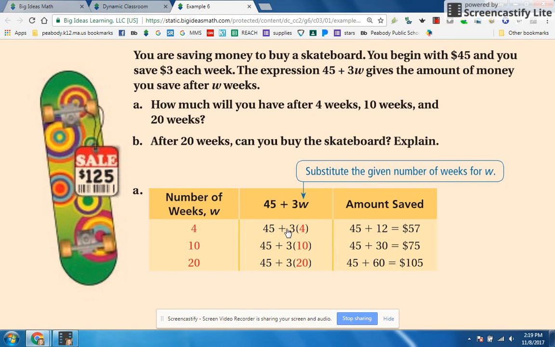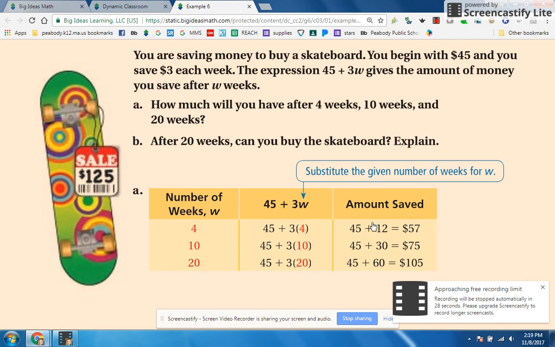So they did it in a little chart. They did 45 plus 3 times 4, because the week is 4. Did out the order of operations, so 45 plus 12 and got 57. Then they did the same thing for 10 weeks. They changed the W to a 10, did the order of operations, got 75. Same thing for this last one. It says after 20 weeks, can you buy the skateboard? So after 20 weeks, you have $105, and it cost $125, so you don't have enough money.